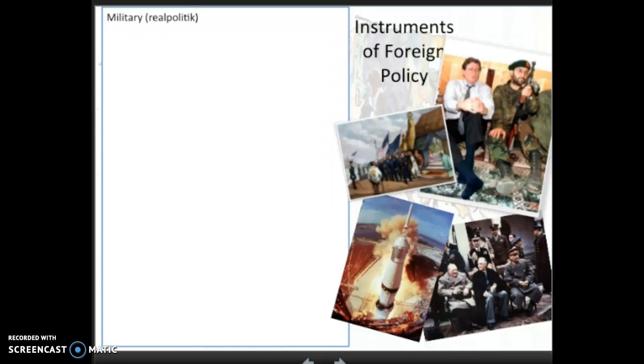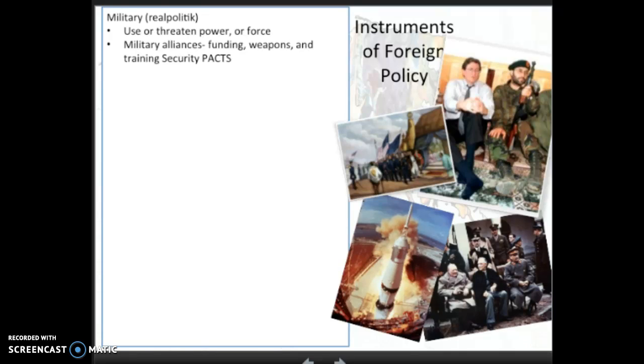All right, so a couple of different instruments. You can use military. If you like to go for military as a response, you generally are considered using realpolitik. And basically, realpolitik, or using the military, is using or threatening power or force to make people comply with what you want them to do.